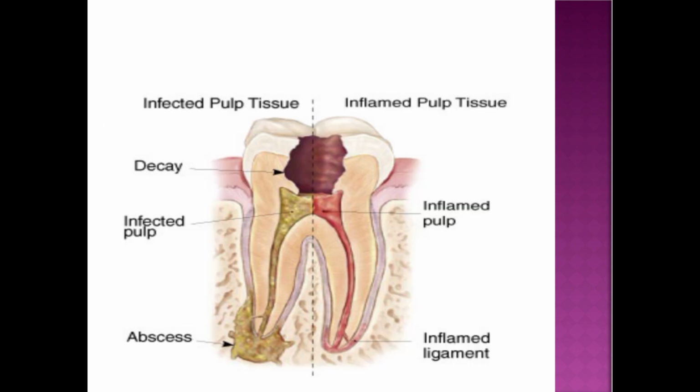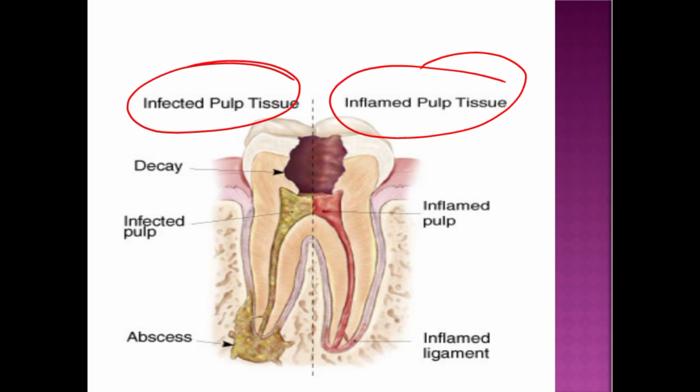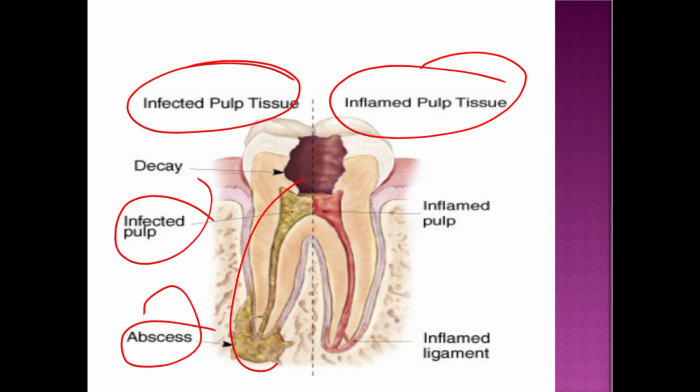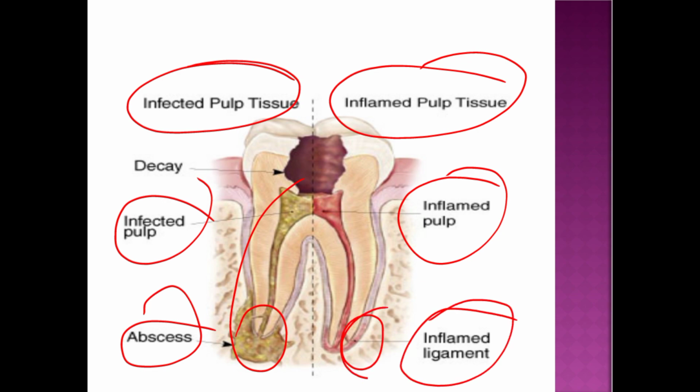Moving on to the next, this is also pulp. Now they have actually shown you the inflamed pulp tissue and the infected pulp tissue. It's very important. If a patient has decay, the pulp will be infected and there will be an abscess. But if it is inflammation, it means the patient has inflamed tissue, pulpitis, so there will be inflamed ligaments. These ligaments will show inflammation, which hold the tissue. So it's very important. If the tissue is infected, the patient will have dental caries, so the pulp is infected and there will be an abscess.